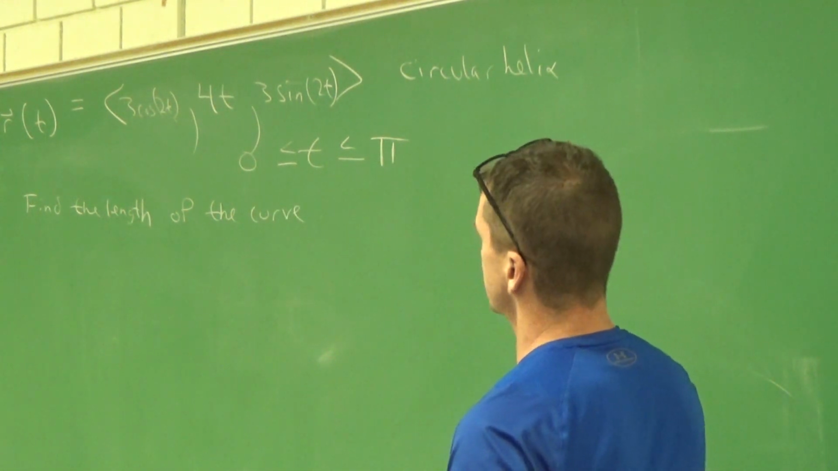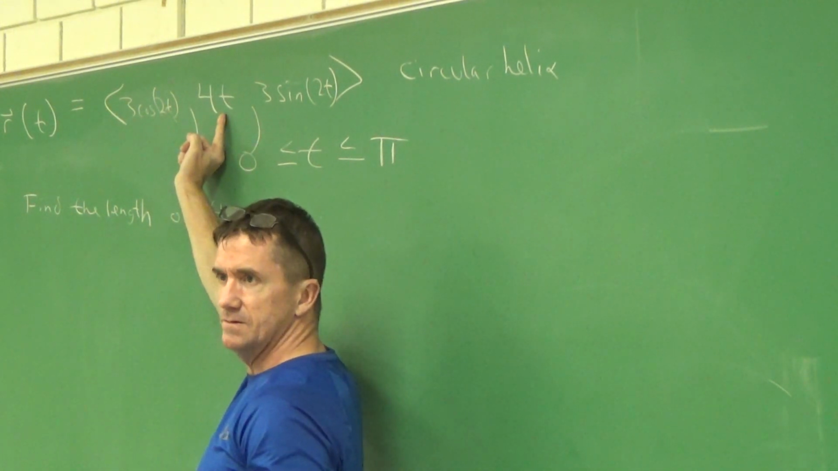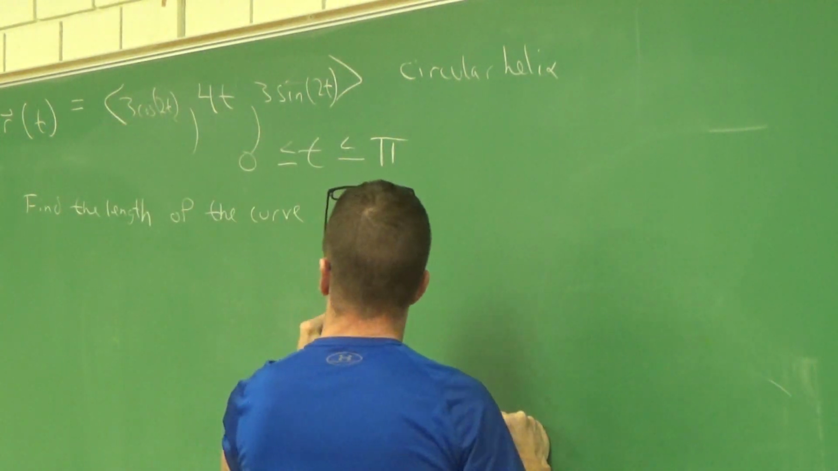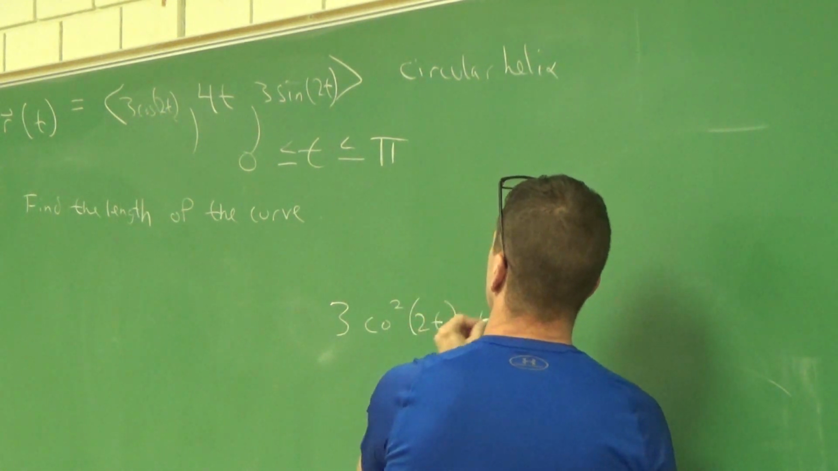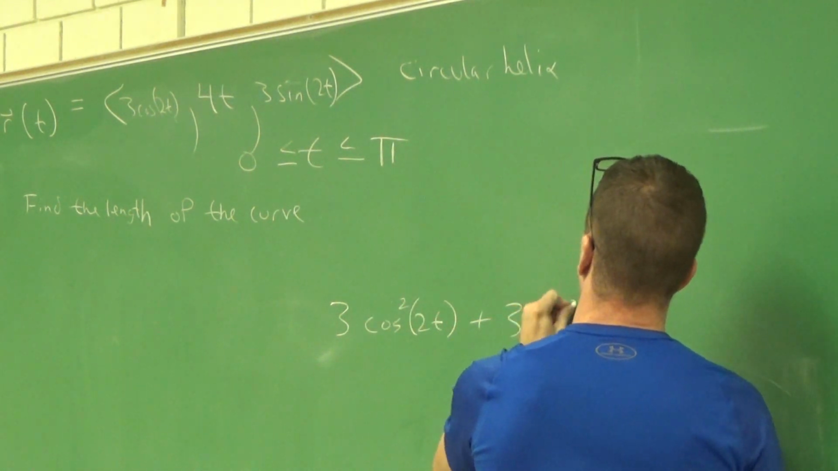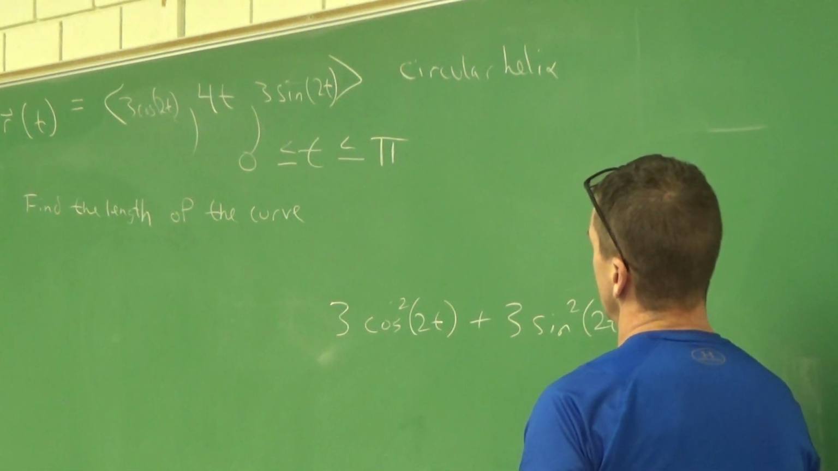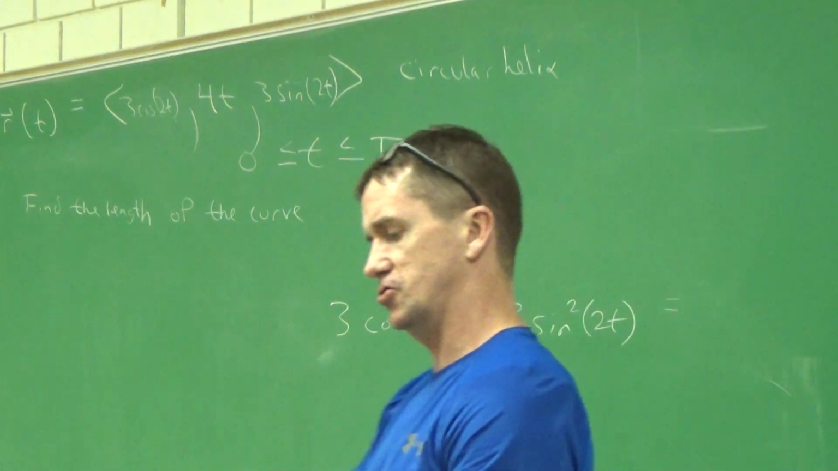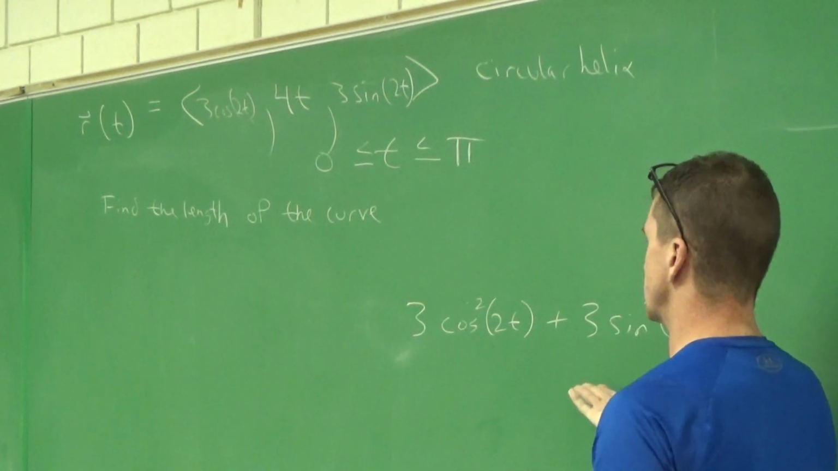That's also a circular helix. Even though this has 3's in front, and this has a 4t, you can still check it out real quick. 3 cosine 2t plus 3 sine 2t. I just want you to explore this. Isn't the path of this curve on a circular cylinder? I'm just looking at the x and the z components.